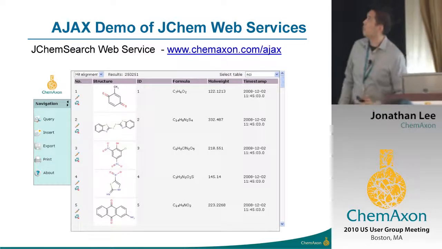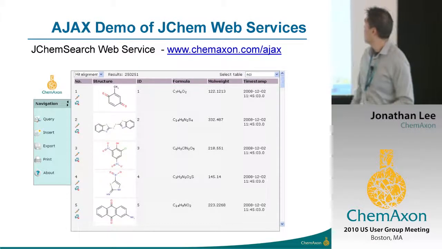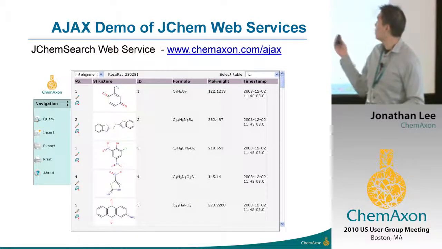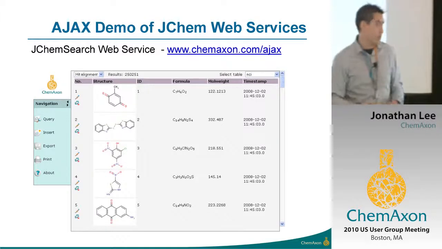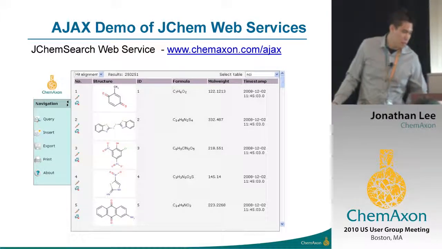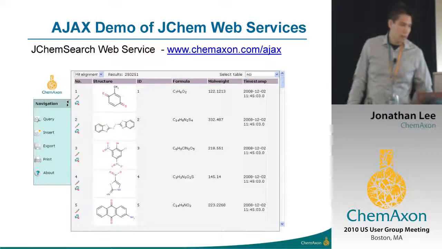I don't know what's in large, but maybe it's a lot of molecules. Okay, so there's 250,000 structures in this large database. And if you can see, when we flip down, browsing is very, very fast.